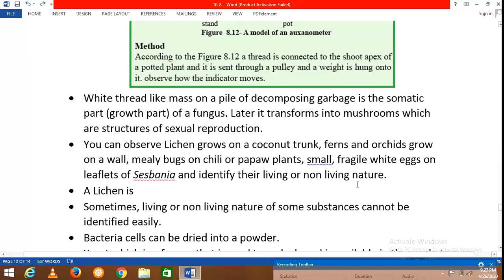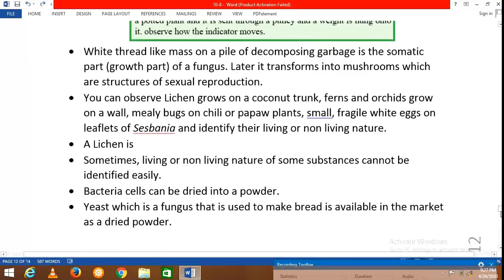Actually, this information is given in order to give you an idea that there are visible living structures in the environment, and some of these living structures cannot be identified as living things. So to give you an idea about this, this information is given.